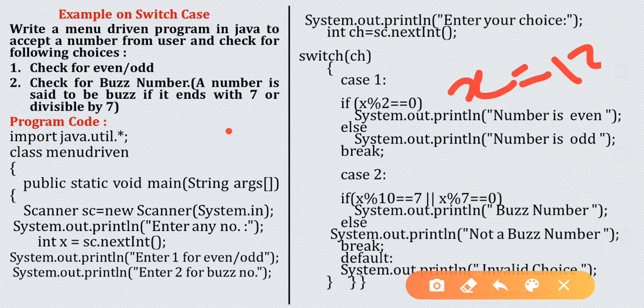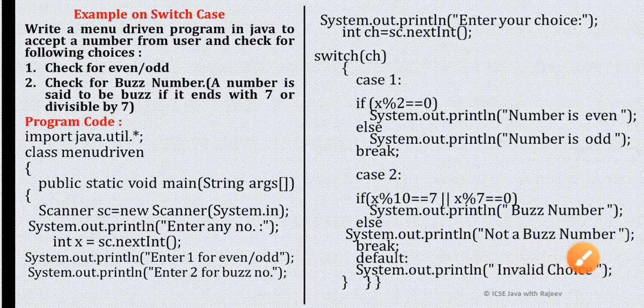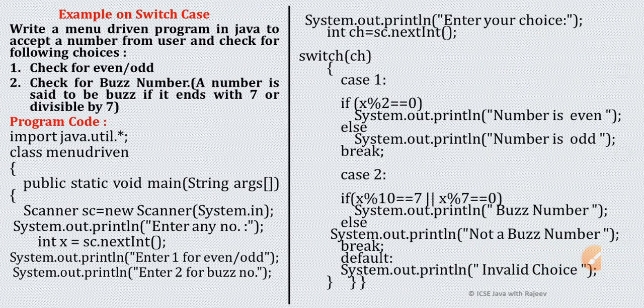And suppose I enter choice 2, and suppose x is 12 only. Then how will this condition be checked? 12 mod 10 equal to 7, false. 12 mod 7 equal to 0, this is also false. So what will be the output in that case? The output will be not a buzz number. And if I enter choice 3, it will execute the default case. So what will be the output? Invalid choice will be the output in that case. So this is the overall logic for this program.